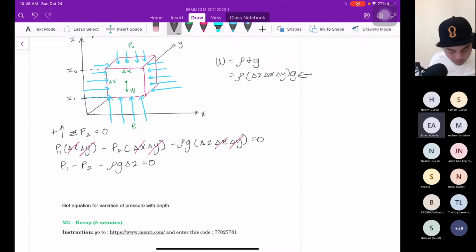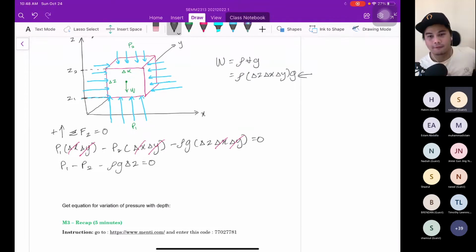Now, I would like to ask: why don't we have the half in rho G delta Z? Why don't we have the half? Because of the shape of the cube.